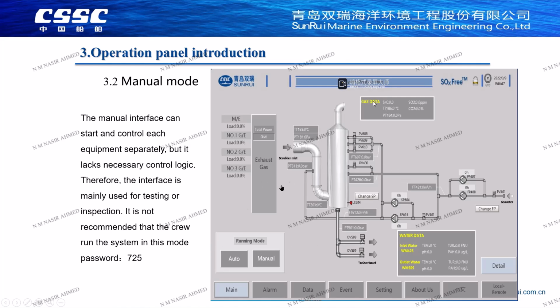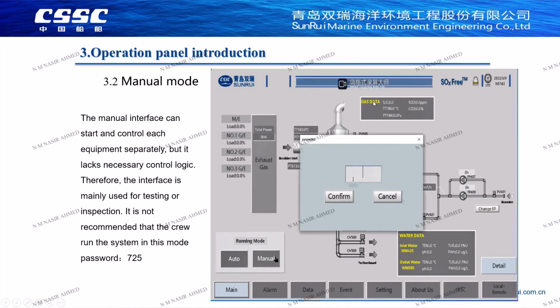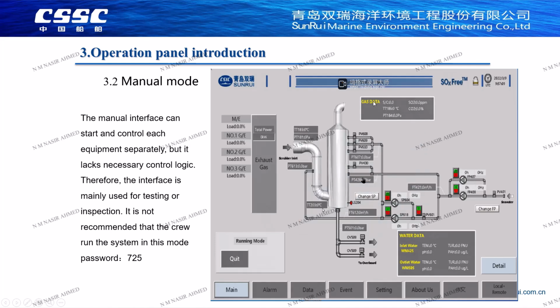But you need someone with experience or someone who knows the logic of how our system works. Operate our system in manual mode. The password is 725. This is simulated manual mode. Click Menu and enter password 725. Once confirmed, we will enter the manual screen.